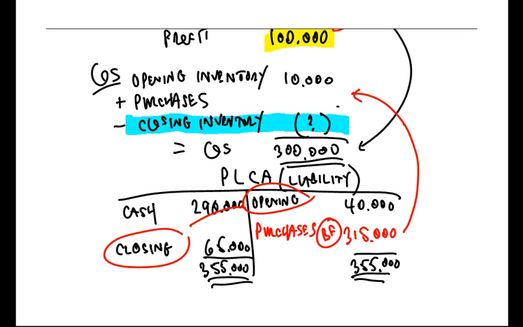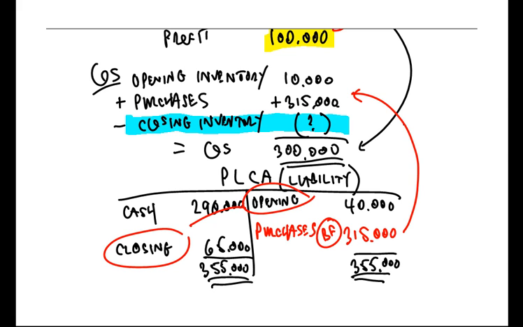And in fact, that purchases figure can now go into our calculation for cost of sales, because we now know we're going to be adding the purchases figure of 315,000. And if I've only got one missing figure, I should be able to work that out. Because what we're saying in the cost of sales calculation is the opening inventory of 10,000 plus the purchases of 315,000 less whatever the closing inventory was that was destroyed in the fire. That should equal £300,000. So how much should that question mark be? What is the closing inventory?